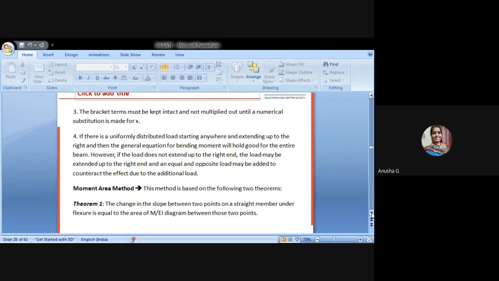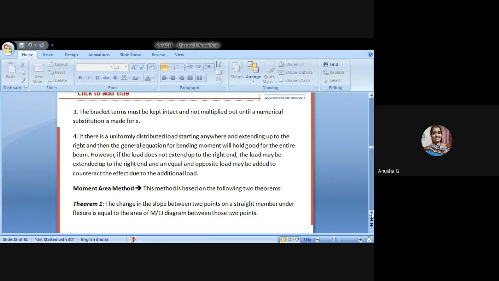That means suppose you are taking a beam AB, and we are taking a section at a distance of x. There will be one section at a distance of x, the xx section. For that section, you have to calculate by taking the brackets, and we keep that up to that section. What is the moment? Like that, you have to calculate here. If there is a uniformly distributed load starting anywhere and extending up to the right, then the general equation for bending moment will hold good for the entire beam.